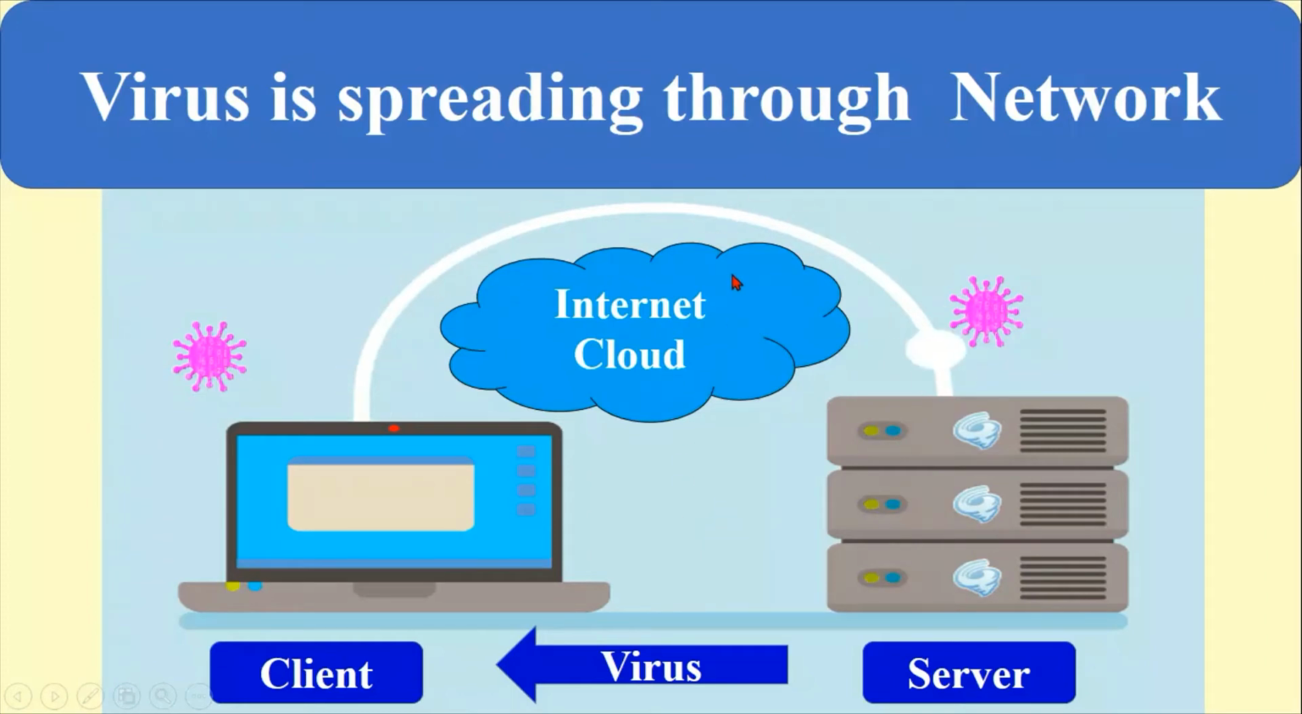Virus is spreading through a network. We can see there is a computer network, there are servers, and there is a laptop computer. The laptop computer is communicating with the main server and getting information from the server. If there is a virus on the server, the virus is transmitting towards that laptop, or if the virus is inside that laptop and the laptop is connected to the computer network, the virus is transmitting to the main server, and vice versa. There is also an internet cloud. So in this way a virus can easily spread through a computer network, as we can see in this picture.